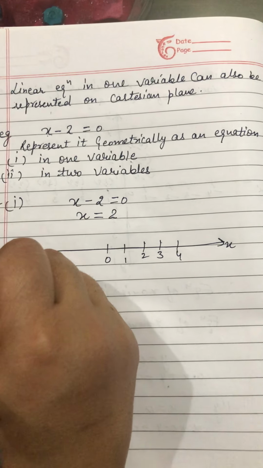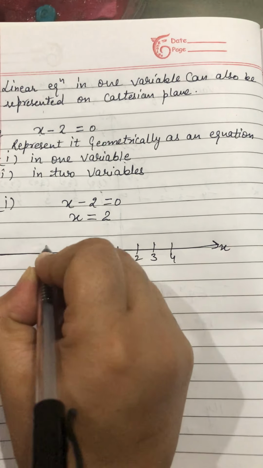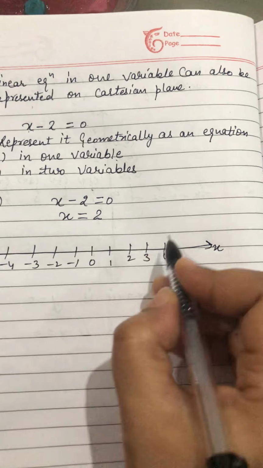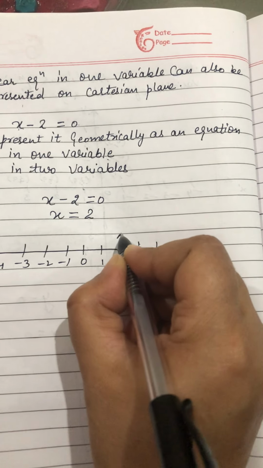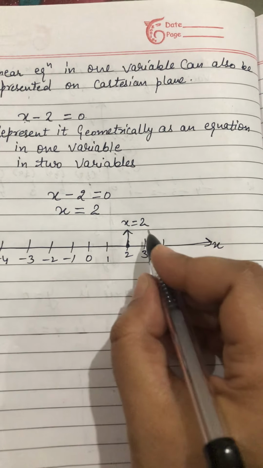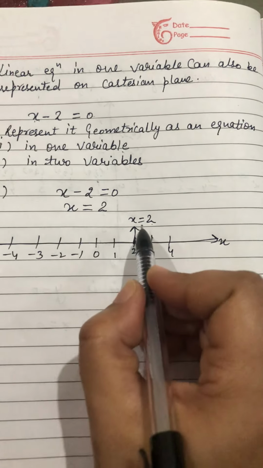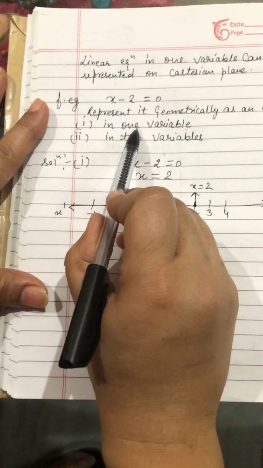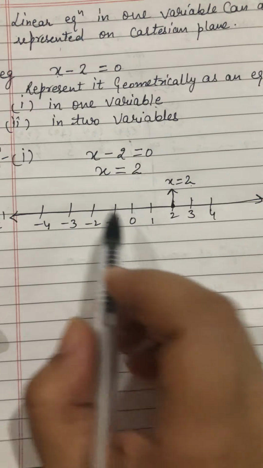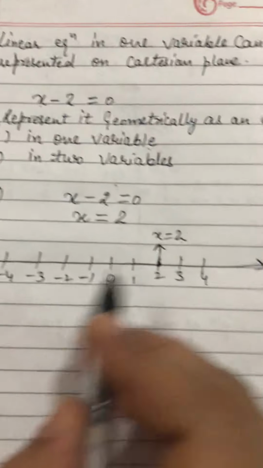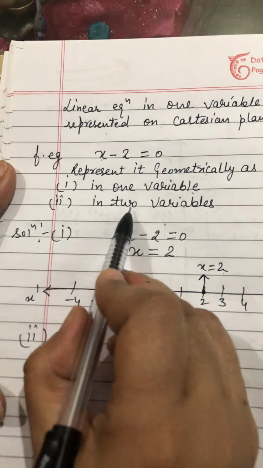So here it is x', minus 1, minus 2, minus 3, minus 4. So x equal to 2 lies here. So this is x is equal to 2. So I have represented it, first part is done. I have represented it in one variable form, and that can be done on the number line. Now the second part is in two variables.